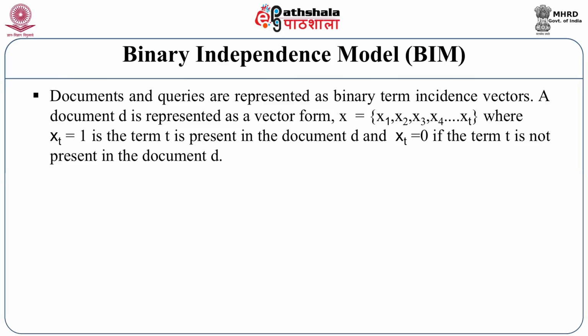Here binary has the same meaning as in the Boolean expression, that is 1 and 0. Documents and queries are represented as binary term incidence vectors. A document D is represented in vector form, that is the X vector, which consists of x1, x2, x3, x4 up to xt. Suppose t number of terms are there. So xt is equal to 1 if the term t is present in the document, and xt is equal to 0 if the term is not present in the document.